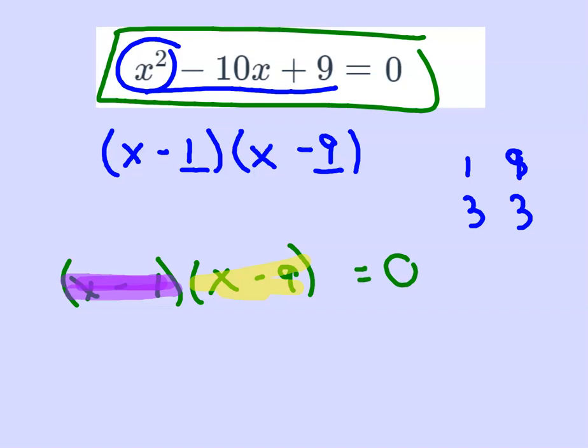So here's the deal. Because these two things multiply together to get 0, either the purple one is 0, or the yellow one is 0. It's the only way it could work. If the purple one is 0, then x must equal 1, because 1 minus 1 would get you 0. If the yellow one is 0, then x must equal 9, because the only way you could make this thing 0 would be to put a 9 right there. 9 minus 9 is 0. So now we've solved this quadratic equation. We factored it, and then we said, what do I have to put into this to make it 0? What do I have to put into that to make it 0?